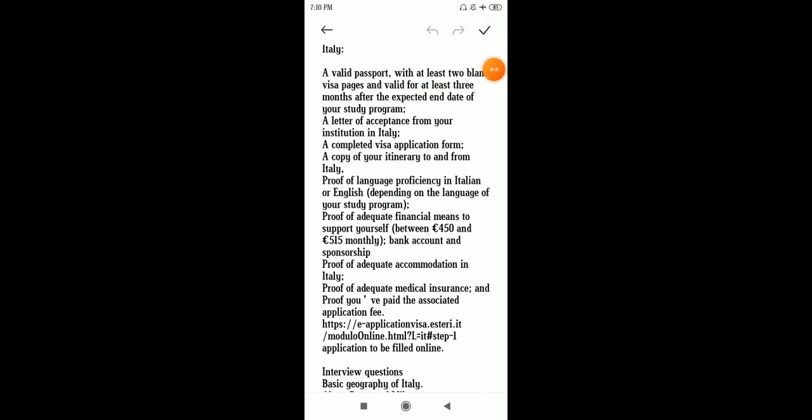Okay, the next is proof of language proficiency in Italian or English. If you are applying for an Italian taught course, then you have to prove your proficiency in Italian. If you are applying for an English taught course, then you have to prove your proficiency in English. It can be TOEFL or IELTS. Okay, you have to mention the band.